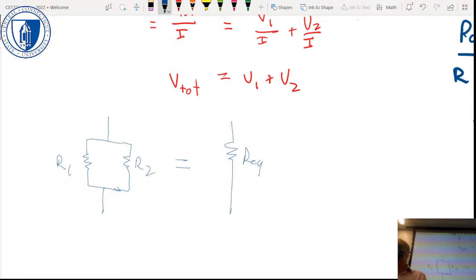Okay, let's go back to our list. So we've talked about parallel circuits, we've talked about Kirchhoff's voltage law. So I'm going to go with combination circuits and voltage dividers and current dividers next. So combination circuits.